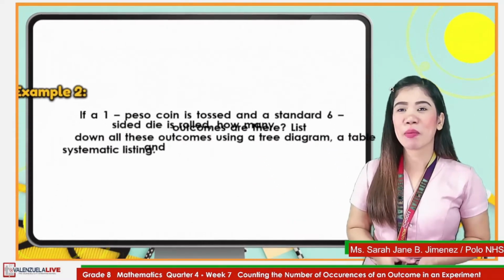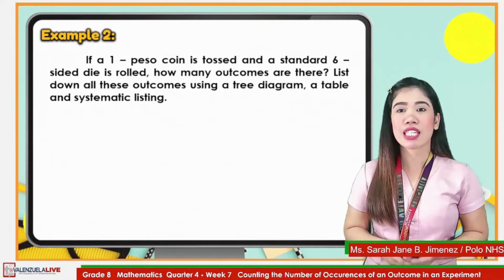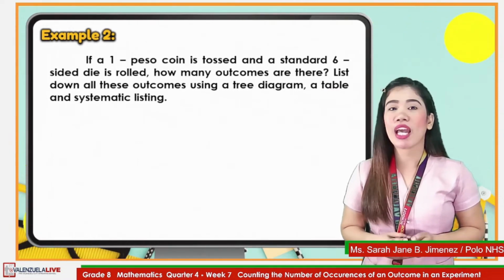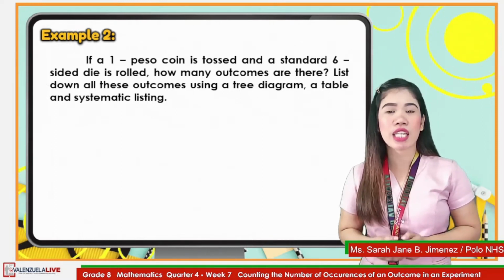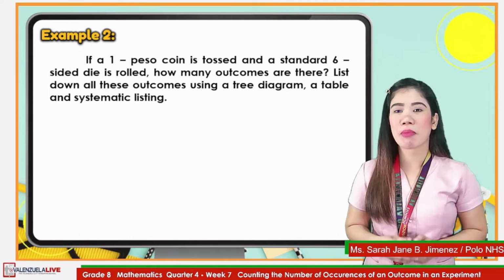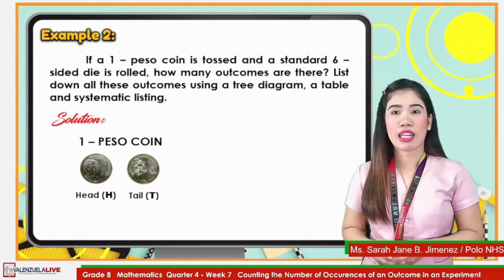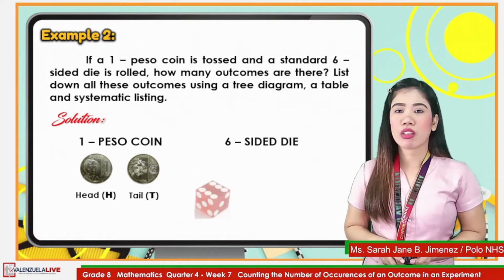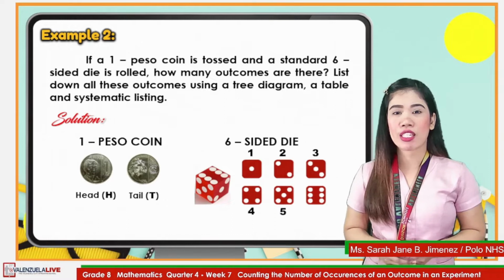For example number 2, if a 1 peso coin is tossed and a standard 6-sided die is rolled, how many outcomes are there? List down all these outcomes using a tree diagram, a table, and systematic listing. The possible outcomes for the coin, head and tail. The possible outcomes for the die, numbers 1, 2, 3, 4, 5, and 6.